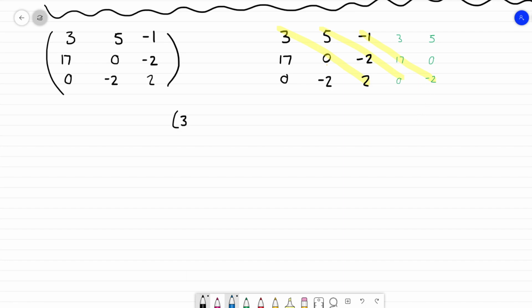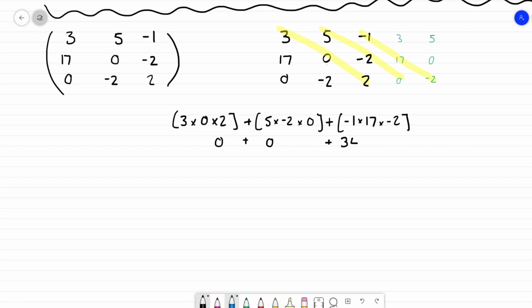So we're going to have 3 times 0 times 2 plus 5 times minus 2 times 0 plus minus 1 times 17 times minus 2. I'm going to add all those. Sorry, I didn't mean to write a times there. That should be an add. Alright, cool. So that's a 0. That's a 0. And this is a minus times minus, which is a positive. So it's going to be positive. 2 times 17 is 34.